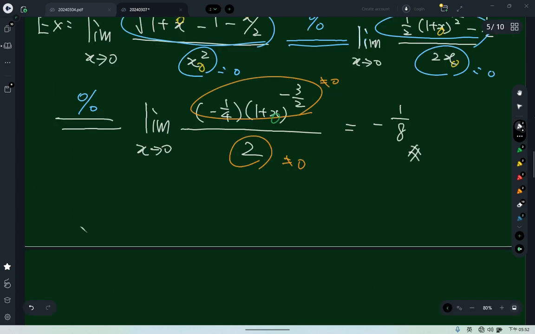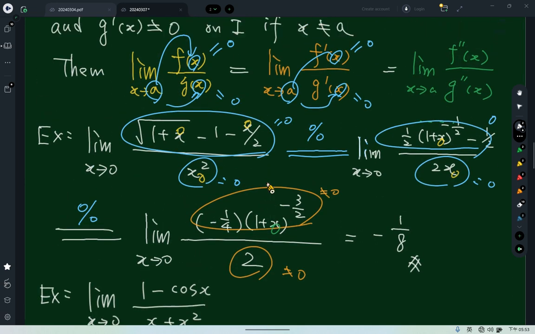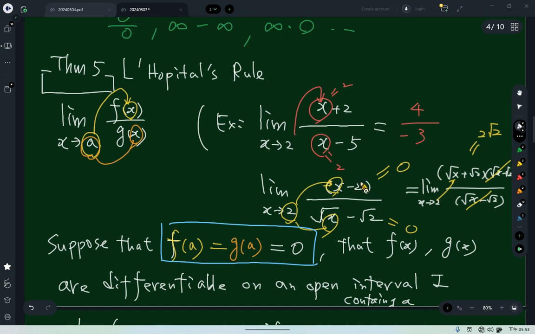Take this example: the limit as x approaches 0 of 1 minus cosine x over x plus x squared. You cannot factorize this term, not like the previous ones. For those, you can factorize so that you have a common term in the denominator and numerator, and then you can just cancel them.